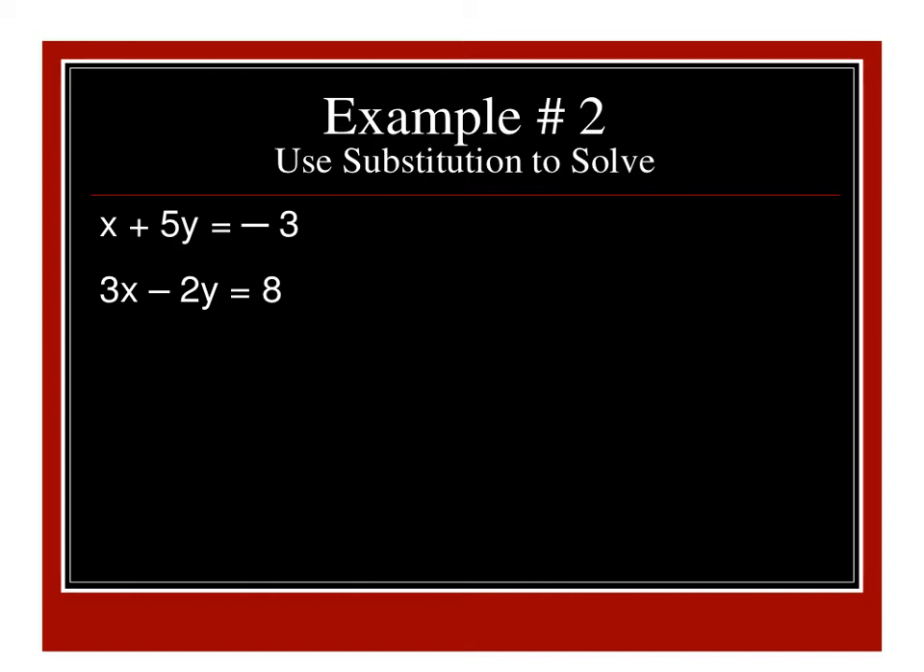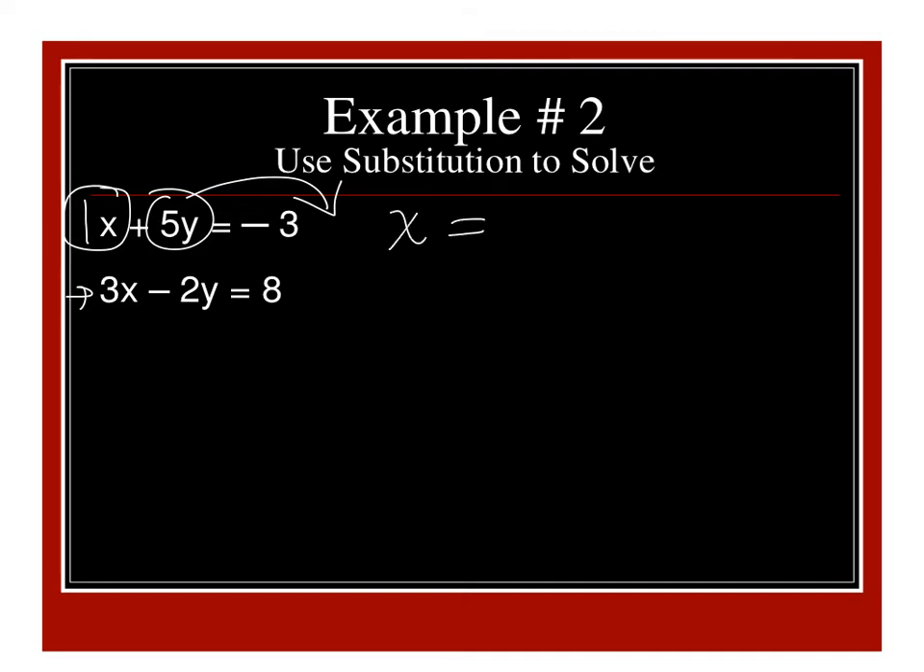Alright, so here's our next problem. Not as easy as the last one. Basically, you use substitution when you have a variable with a coefficient of positive 1 or negative 1. If you look at these, I have a 1 in front of my x here, a 5 in front of my y, a 3 in front of my x in the second equation, and a negative 2. I want to solve for the one that has the 1 in front of it. So to get that x by itself, I have to move this over.